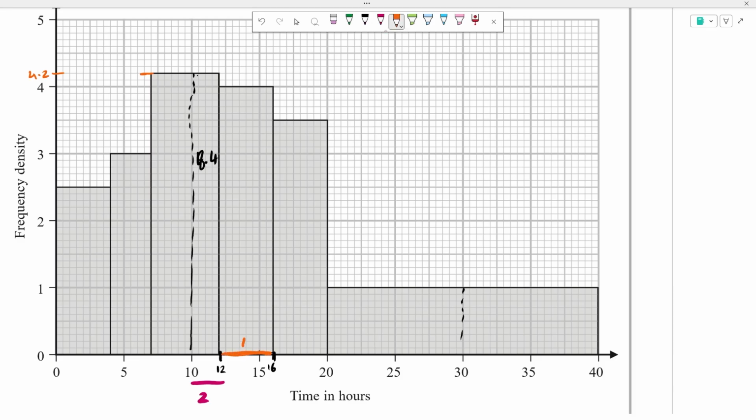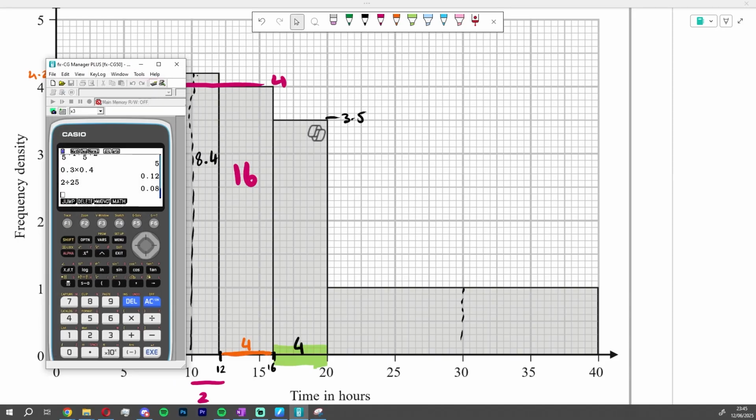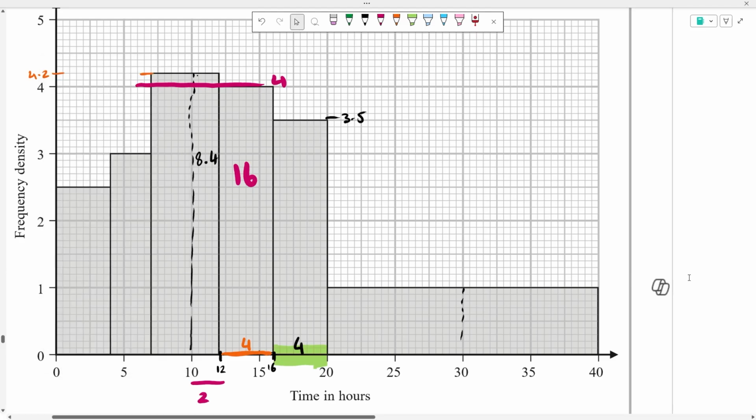We're going to do the exact same thing for the rest. This length here is 4. Our frequency density is also 4. 4 times 4 gives us 16. Exactly the same thing here. Length is 4. Frequency density here is 3.5 this time. 3.5 times 4 is 14. And then we do the exact same thing here. Our frequency density is 1. Our length is 10, so that means our area here is 10.